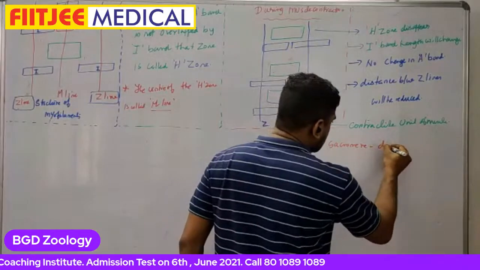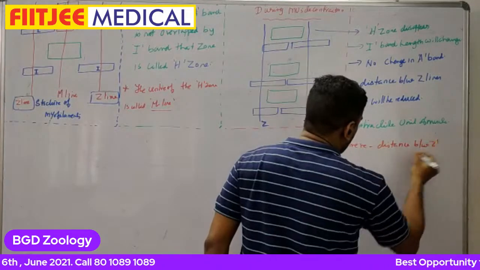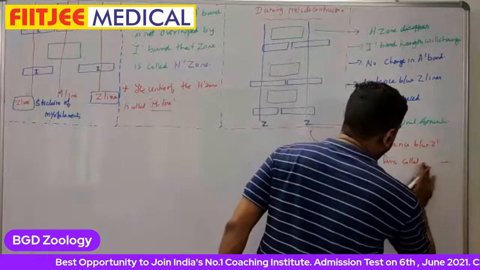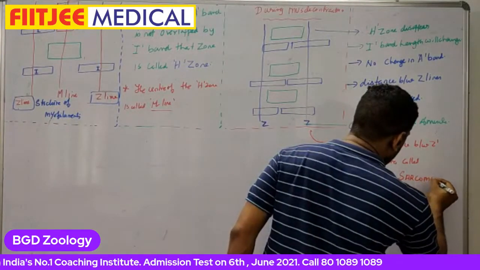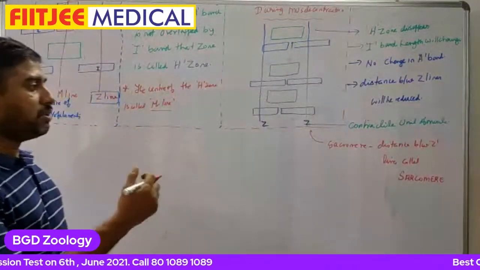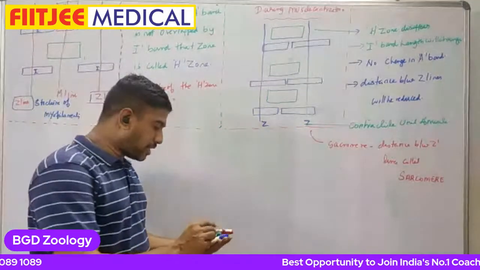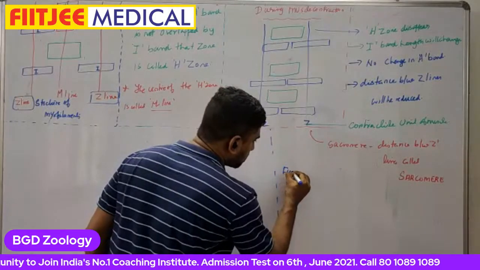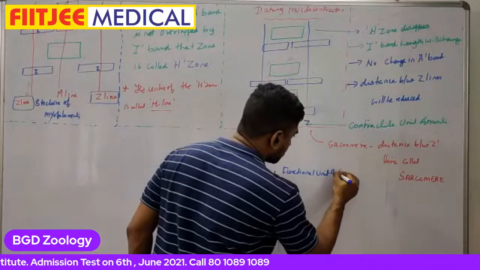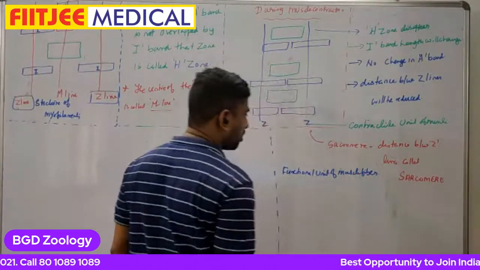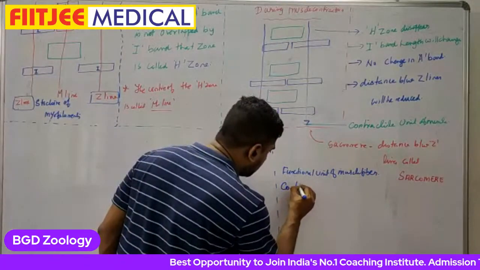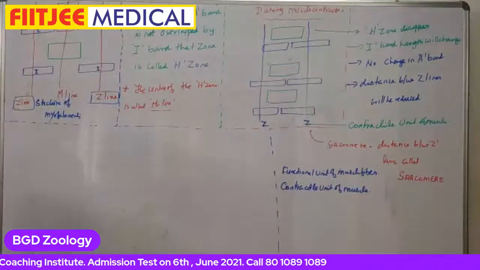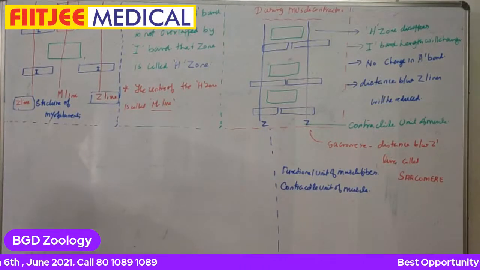What do we call it? The distance between two Z lines, what do we call? Sarcomere. This sarcomere, you can call it the contractile unit of a muscle. You can also call it the functional unit of the muscle fibers. So sarcomeres, too many titles we can give. They are the functional unit of muscle fiber. They are the contractile unit of the muscle. Okay, that's clear. So absolutely no doubt. Now, look into the next point.